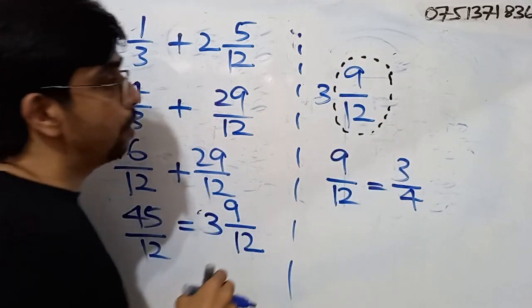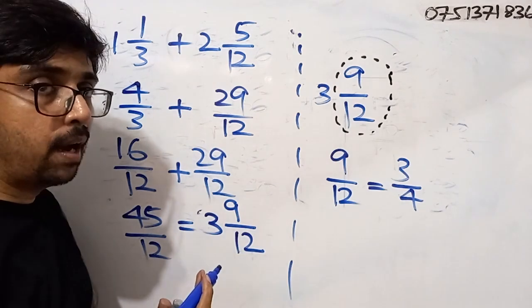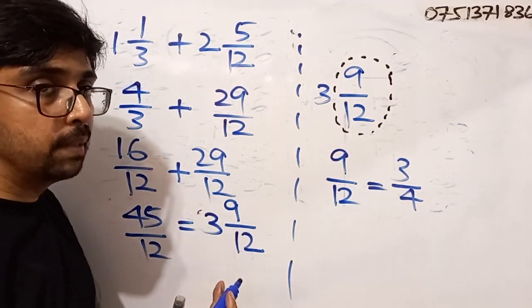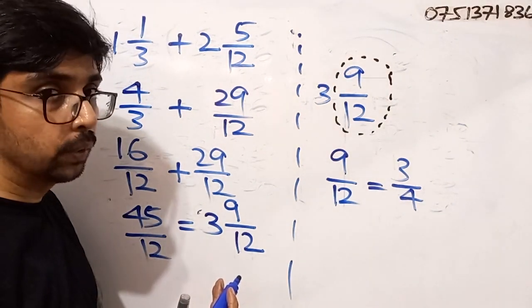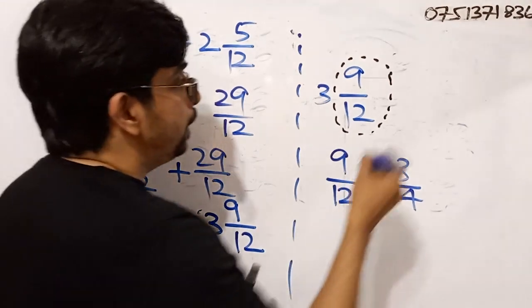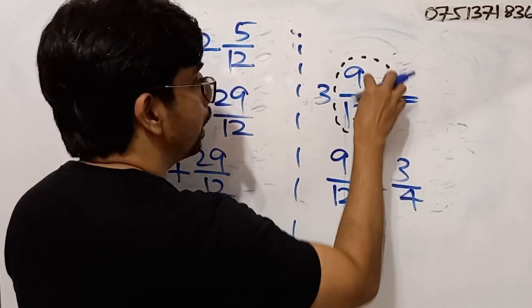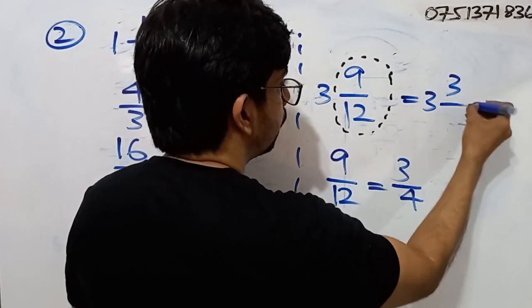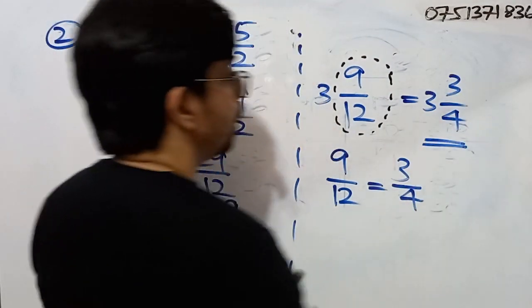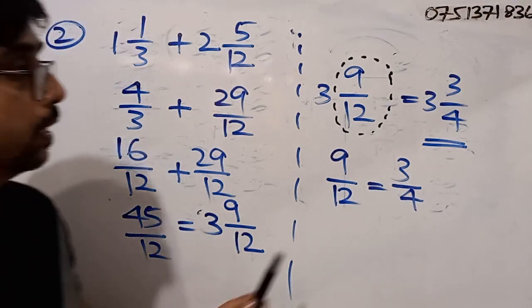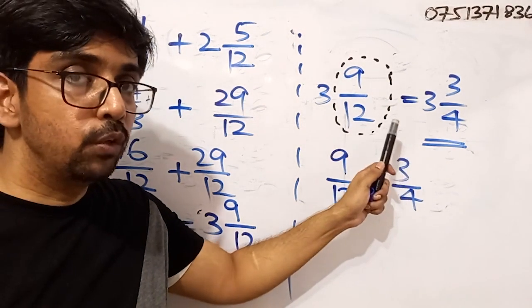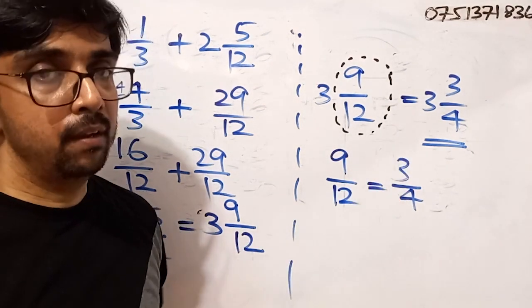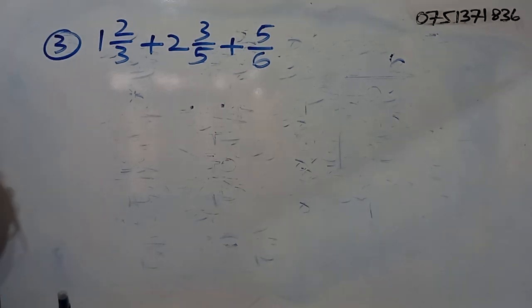Same thing we have to apply here. That means we have to apply it to the fraction part of the mixed number. Okay? So that means we have to simplify these two numbers. So 3 and 3 by 4. You always have to remember that. That is a rule that we need to remember when we simplify fractions. Right, so this is question number 3.